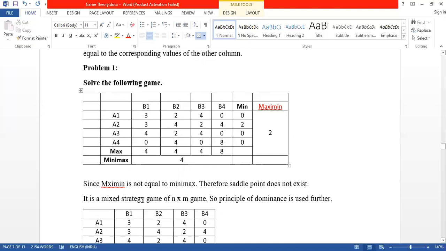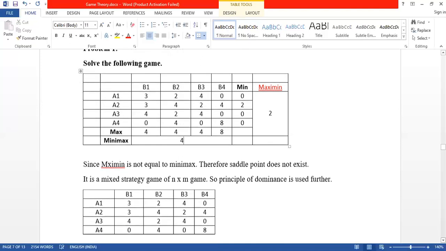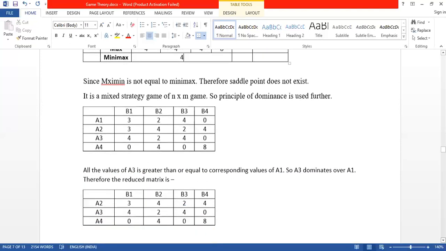Now since it is a game of mixed strategy and it has 4 rows and 4 columns, that means it belongs to an n cross n game. Now we know an n cross m game can be reduced by principle of dominance. So we are applying principle of dominance, right? So let us go further.